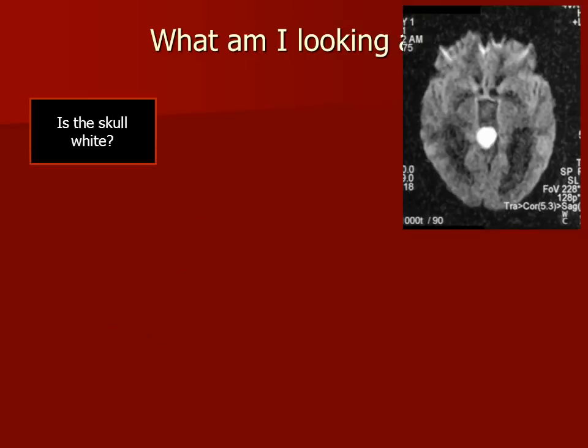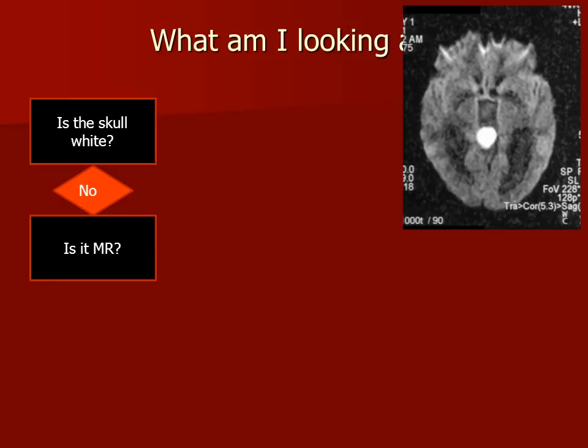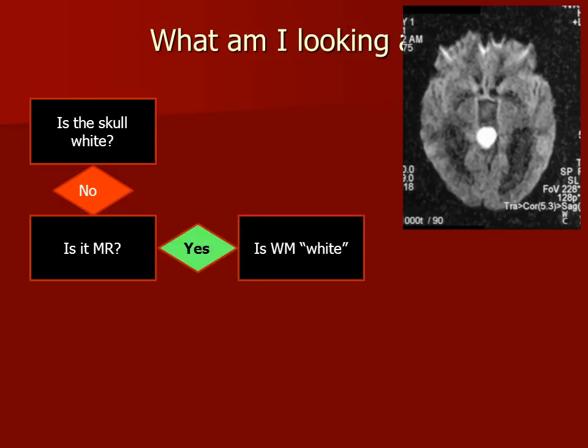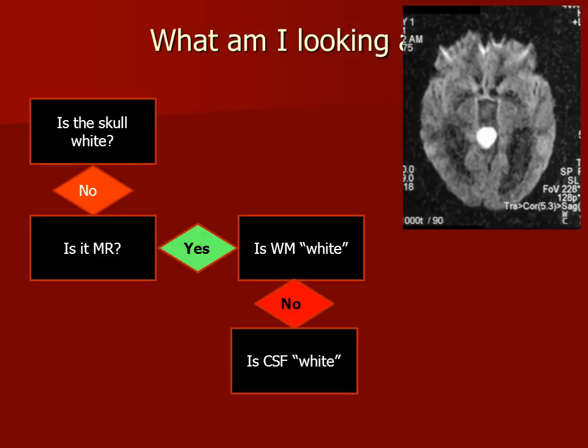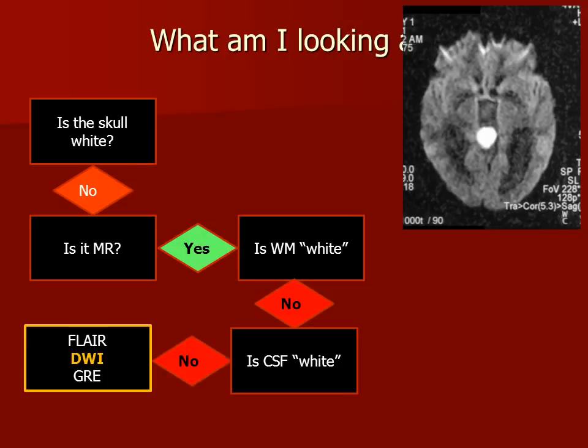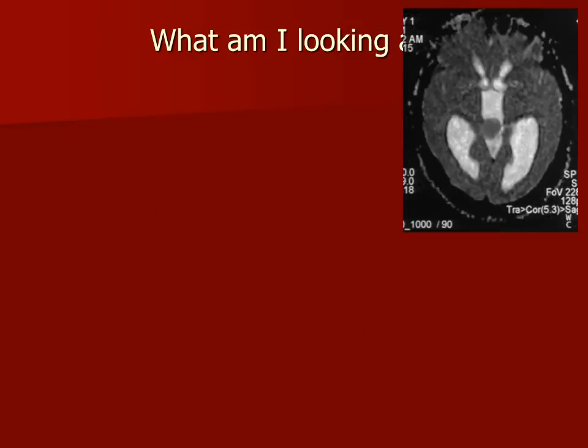Here's another image in the same patient. The skull is not white, it is an MR. The white matter is not whiter than the gray matter. The CSF is actually dark on this pulse sequence. So this is actually a diffusion weighted image. And the free diffusion of water in the ventricles and sulci is suppressed.